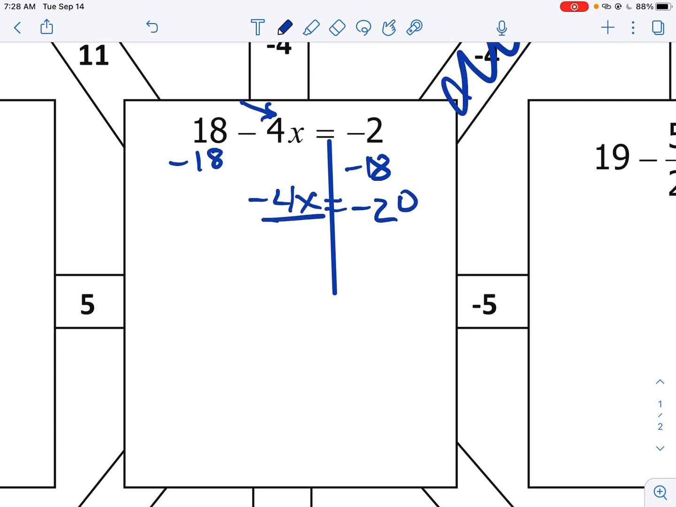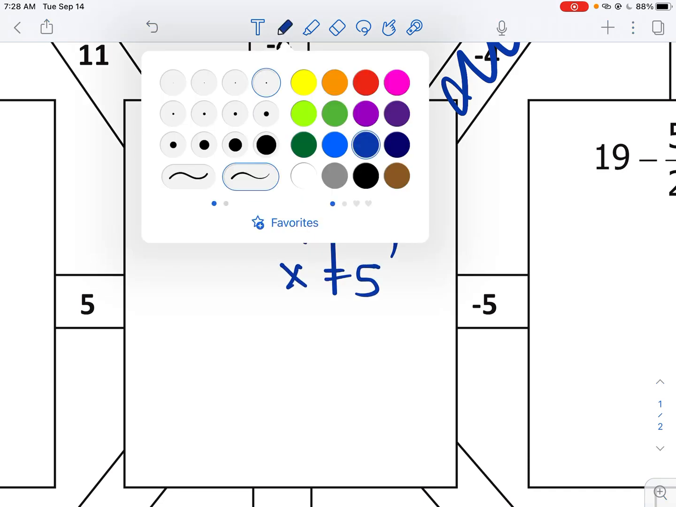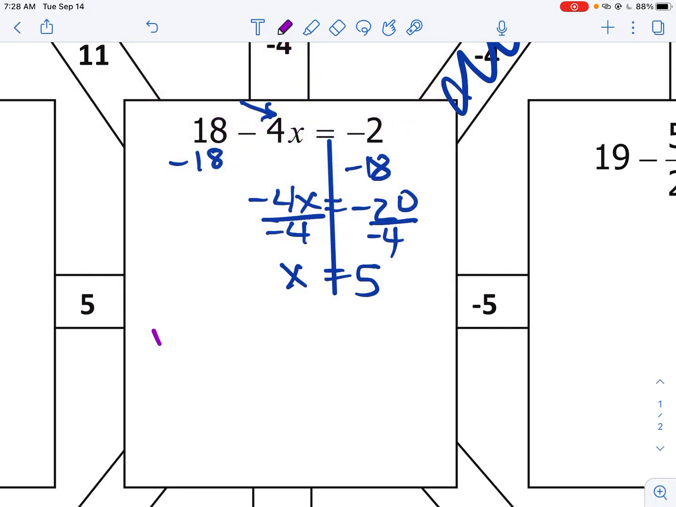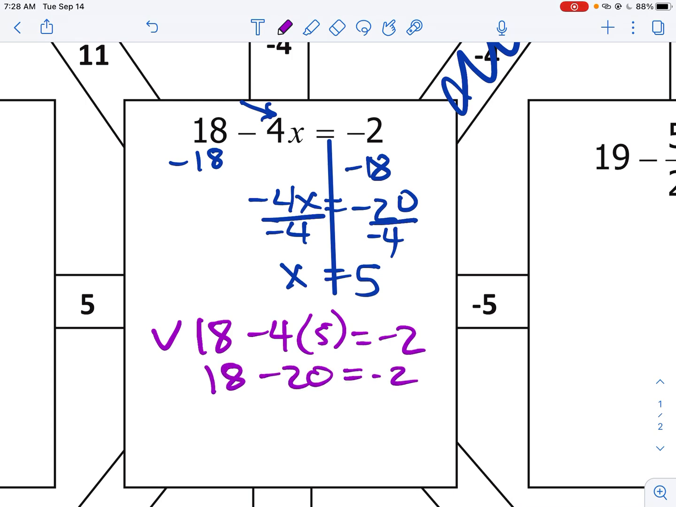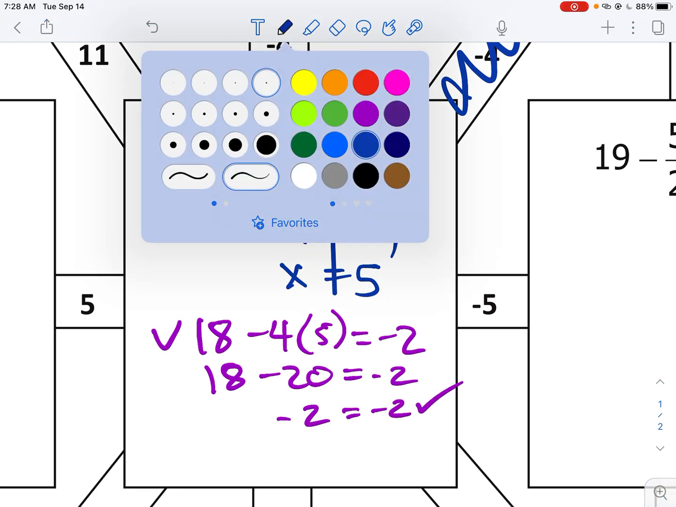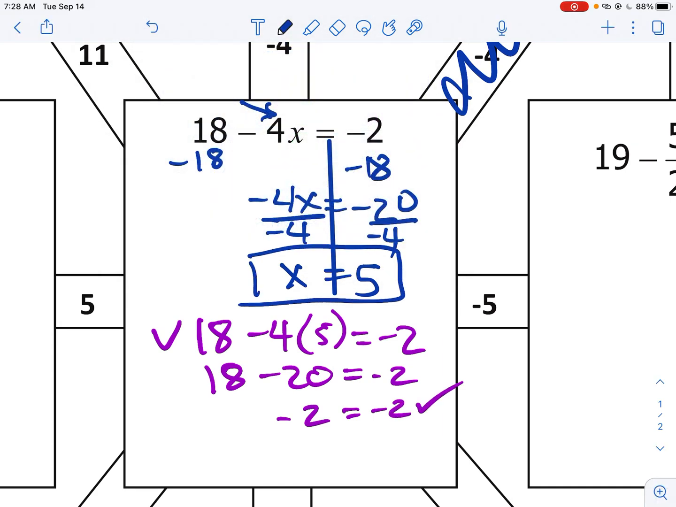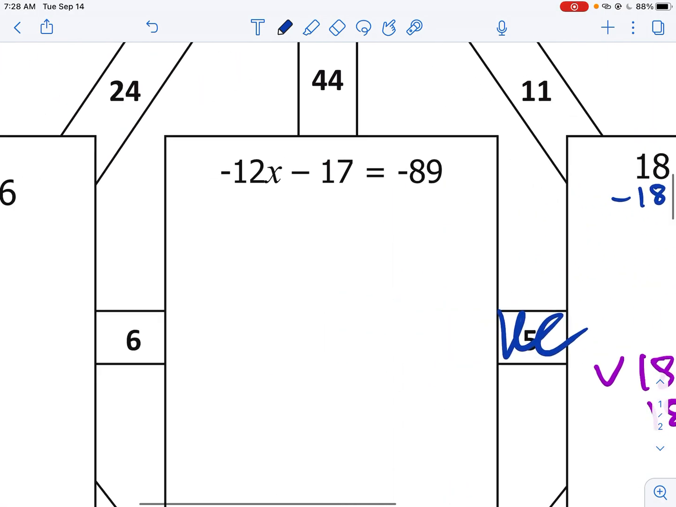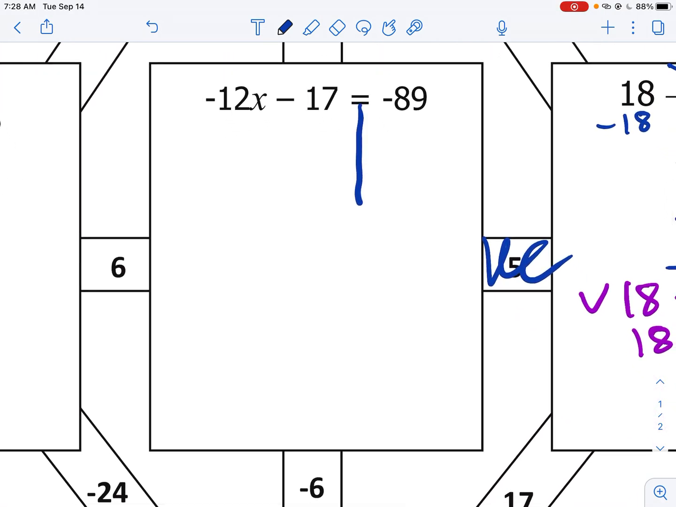So when I subtract this, I would get negative 20. Divide both sides by negative 4 and get x equals 5. I plug it in to make sure that I have the correct work. I get 18 minus 20. That's negative 2 equals negative 2. So yes, I did the correct work. And 5 is my answer.